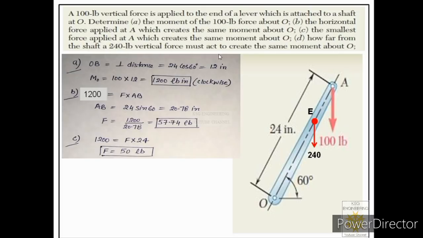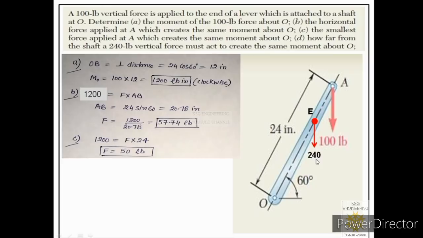Now again he is saying the same moment. So if you consider the formula M equals F into D, M is already given to us as 1200, the same moment. But this time we are also given the force, 240. But the moment arm is not given to us. So from the formula M equals F into D, we can find the moment arm first. So let us find the moment arm. What will be the moment arm for this particular force? Let us see that also.